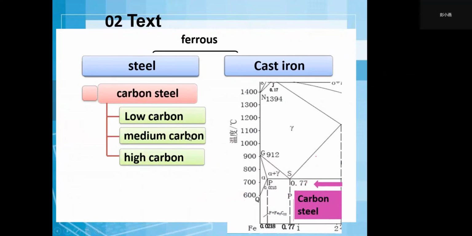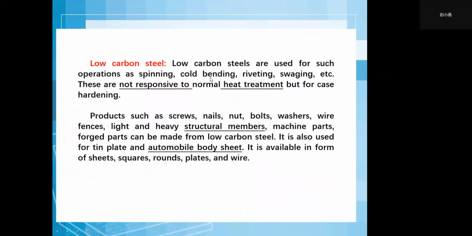Low carbon steel, medium carbon steel, and high carbon steel. Low carbon steels are used for such operations as bending, cold bending, welding, threading, and so on. They are less responsive to normal heat treatment, except for case hardening. Products such as screws, nuts, bolts, washers, wire fences, light and heavy structural members, machine parts, and forged parts can be made from low carbon steel. It is also used for templates and automobile body sheet. It is available in the form of sheets, squares, rounds, plates, and wire.